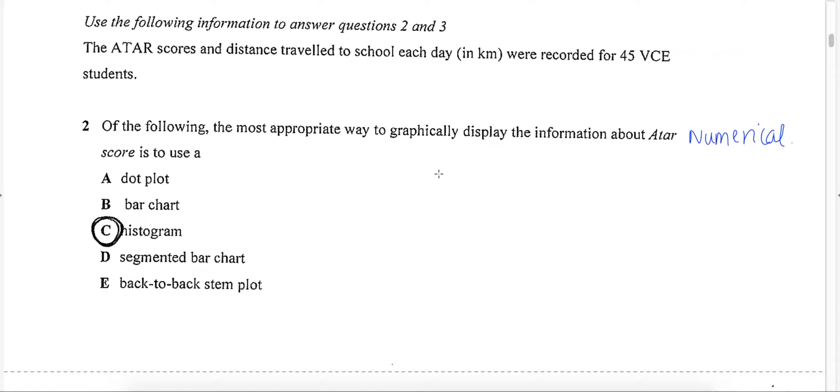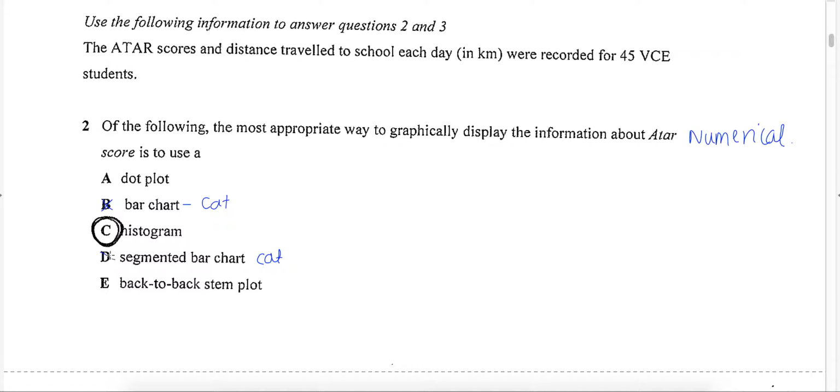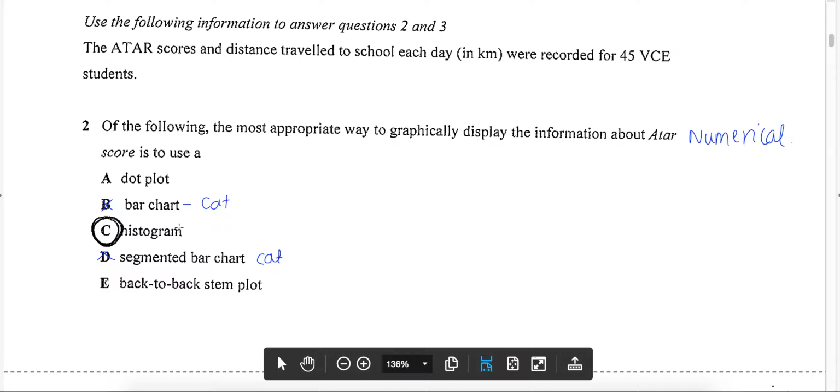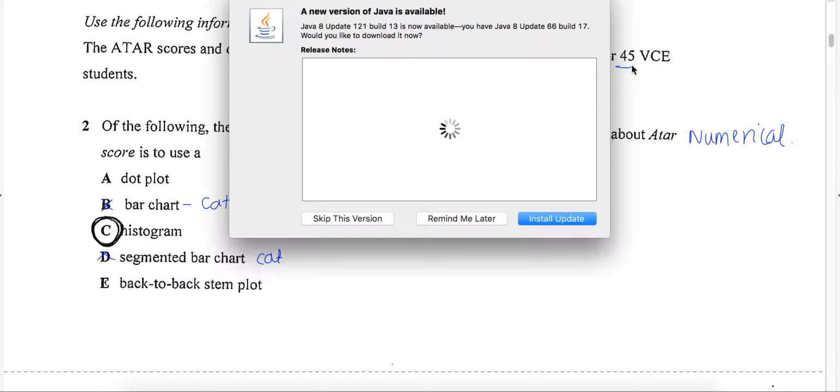So for that reason, I'm going to eliminate a few because bar chart, that's for categorical data. So it's not going to be bar chart. Segmented bar chart as well is for categorical data. So I'm not going to use that one. The last 3 here are for numerical data, but there's a few things that you need to ask yourself. First of all, would it make sense for me to put ATAR scores? And keep in mind, you've got 45 of them.